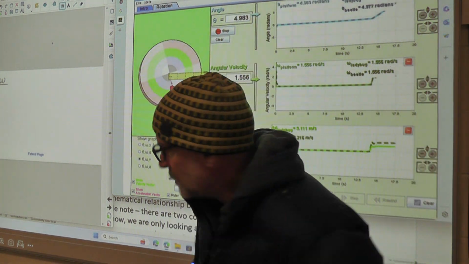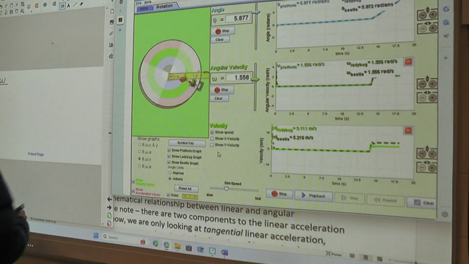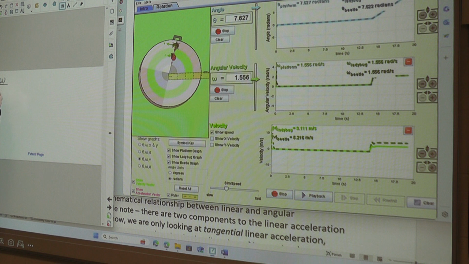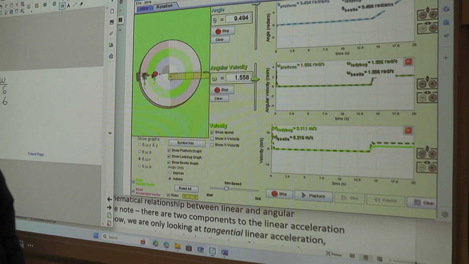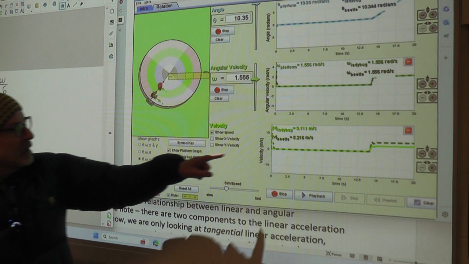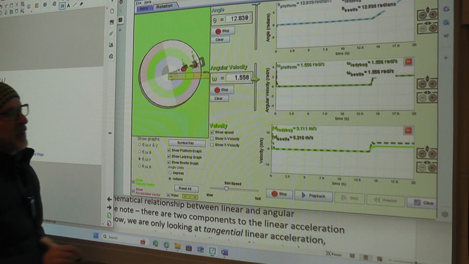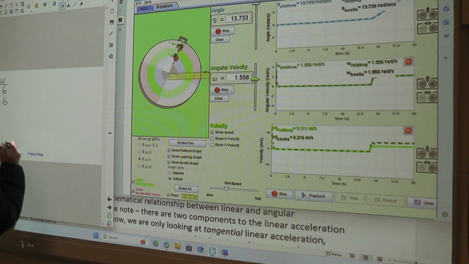So let's see if I can do this. My angular velocity in both cases is about 1.6, but I have 2 different linear velocities. For the ladybug, it's 3.11, and for the beetle, it's about 5.2.